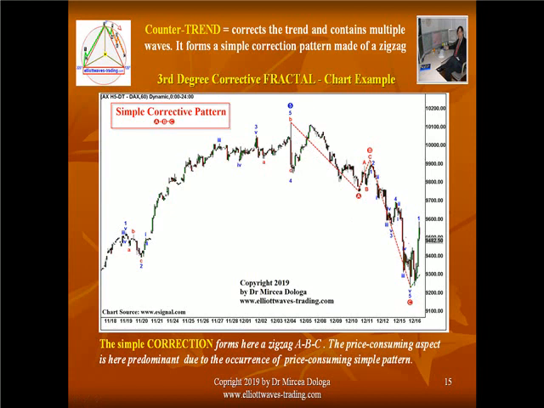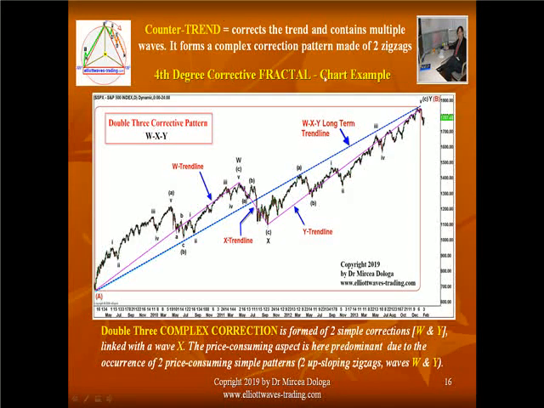The fourth degree fractal chart example. Right here we have a wave B, parenthesis. That wave B is a W3 correcting pattern made of W, X, and Y. This is W, this is X, and this is Y. And then the W3 complex correction is formed of 2 simple corrections, W and Y, linked with the wave X. The price-consuming aspect is predominant here due to the occurrence of 2 price-consuming simple patterns, 2 upsloping zigzag waves, W and Y.